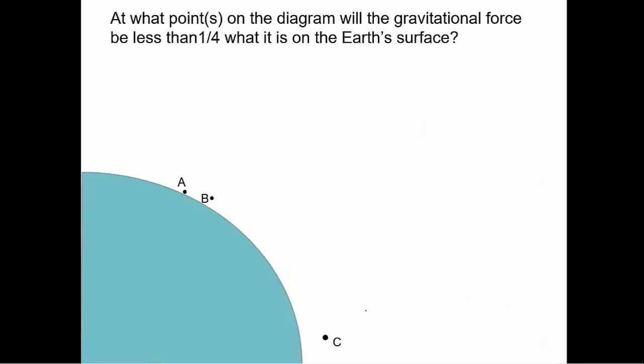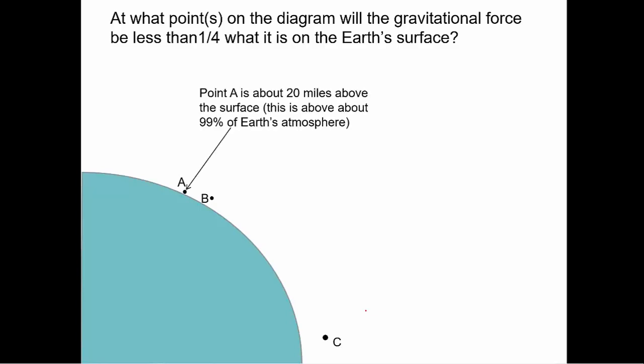At what points on this diagram will the gravitational force be less than 1/4 of what it would be on the Earth's surface? And I give you choices A, B, or C. A is about 20 miles above the surface. That's above about 99% of the Earth's atmosphere. That guy that jumped out of the balloon 20 miles up, Felix Baumgartner, and I can't remember the name of the guy from Google that did it, but anyway, they were up a bit higher than that.